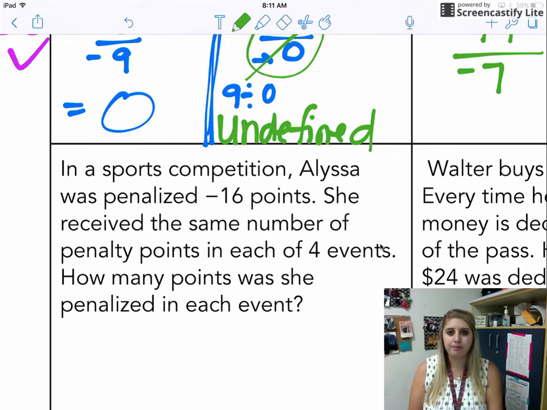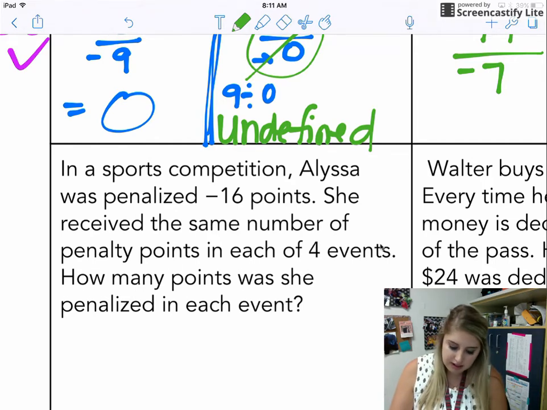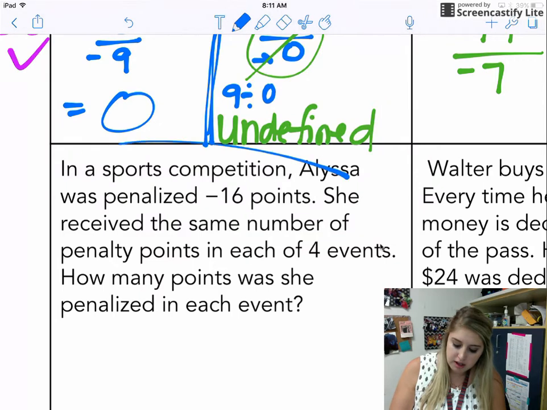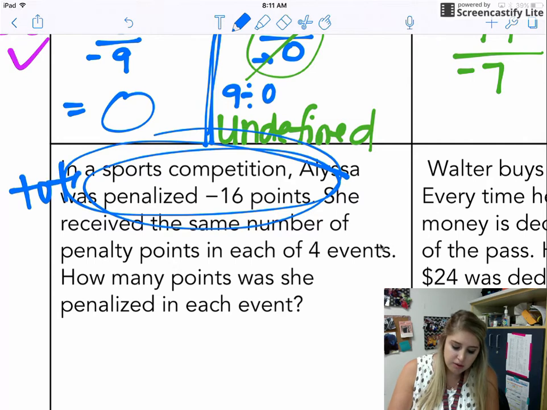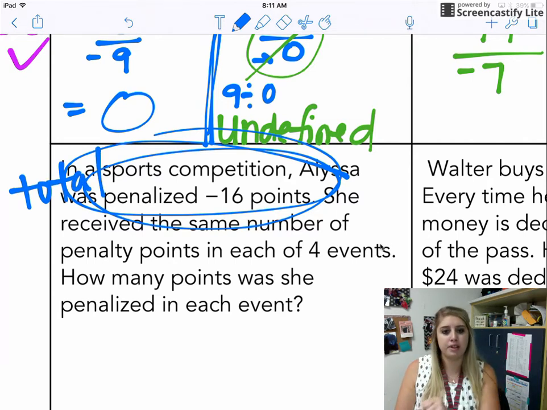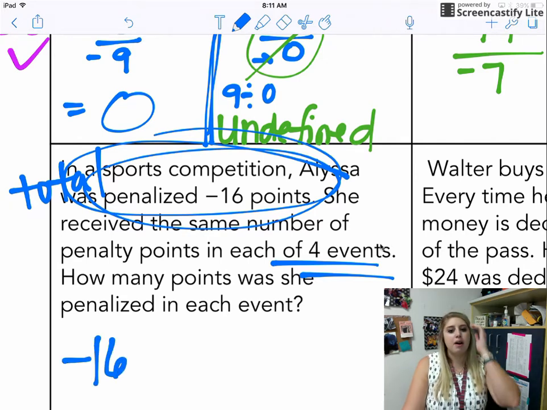That's what it says. So when I'm reading these, I don't love to do keywords, but I love to understand what this problem is saying. So this problem is saying something about having negative 16 points taken away from her. That is our total. Okay, that is our total amount of points taken from us. She received the same number of penalty points in each of 4 events. So the word each can be kind of confusing. When I'm looking at this, I know that I'm going to have my total first, but I have to think about, I want to know in each event what was happening.